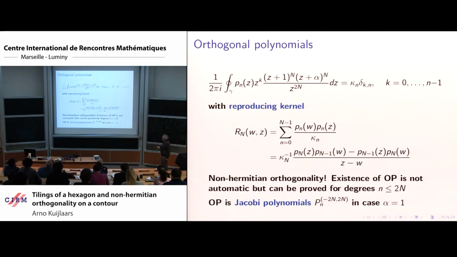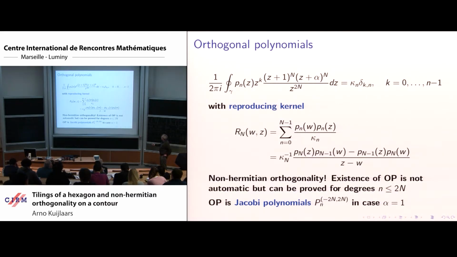Okay, so this reproducing kernel, there's a Christoffel-Darboux formula for it, just as with orthogonal polynomials on the real line, that you can express this in terms of the orthogonal polynomials of degree capital N and capital N minus 1.